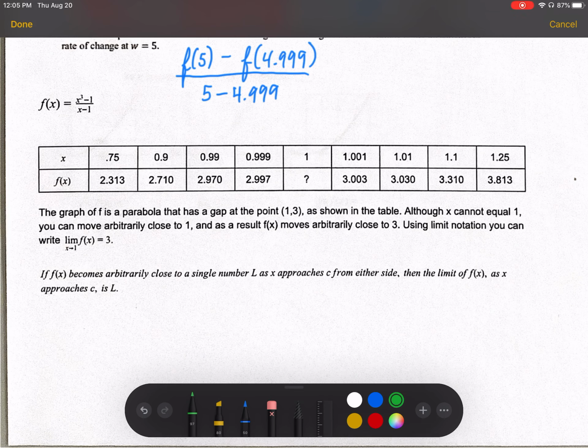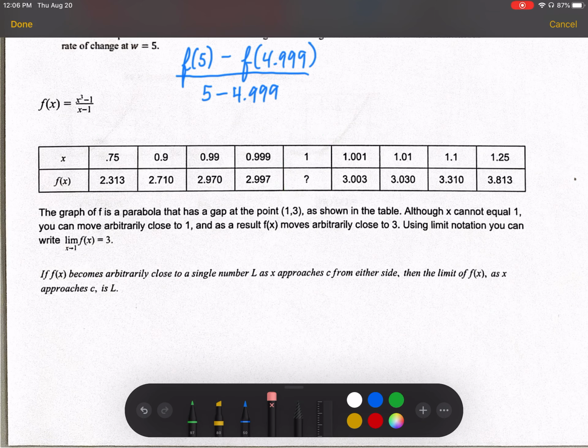And so essentially this is going to be some graph that has some point. So it says the graph of f is a parabola that has a gap at the point 1, 3, as shown in the table. So we don't know what that is if we try to pick out this number right here, when we plug 1 in here, we're going to end up with 0 on the bottom of our fraction, which is going to be undefined. So there's going to be a hole in this graph if you actually graph it.